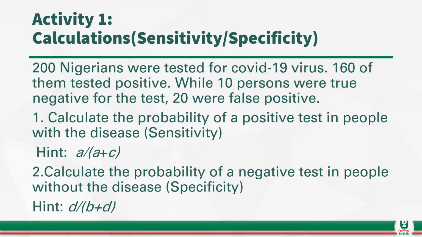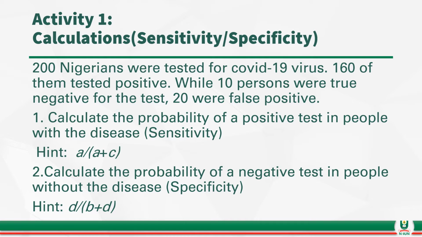So activity 1, calculation of sensitivity and specificity. The question says 200 Nigerians were tested for COVID-19 virus. 160 of them tested positive. Ten persons were true negative for the test. 20 were false positive. Number 1 is calculate the probability of a positive test in people with the disease, which is sensitivity. And then number 2 is calculate the probability of a negative test in people without the disease, which is specificity.